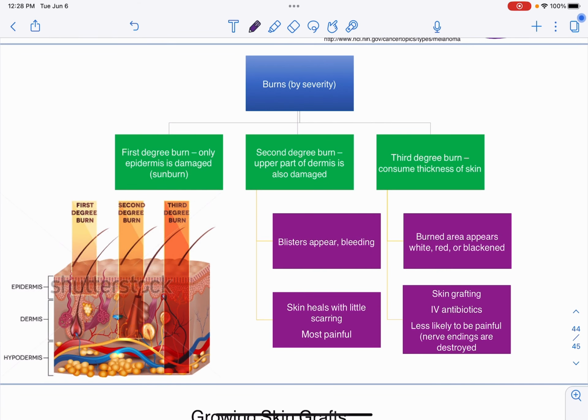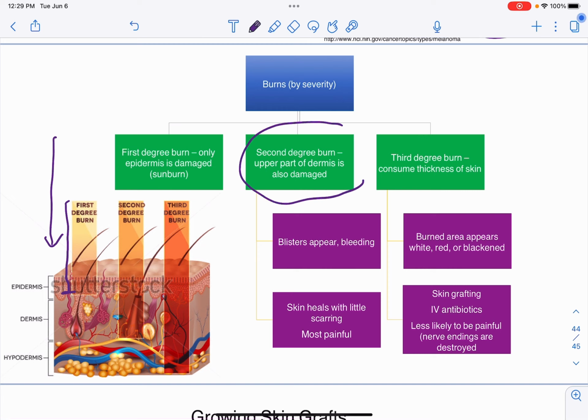And then finally, talking about burns, just bringing some clinical relevance to these lectures, I think is always important. This outlines the severity of burns. As you know, they're classified into first degree, second degree, and third degree burns. There's a nice picture here that shows what layers of the skin are being damaged. First degree burns only damage the epidermis. This is like a sunburn.